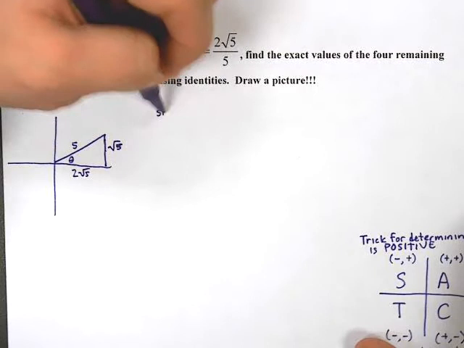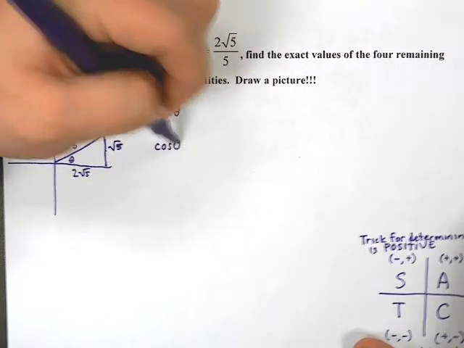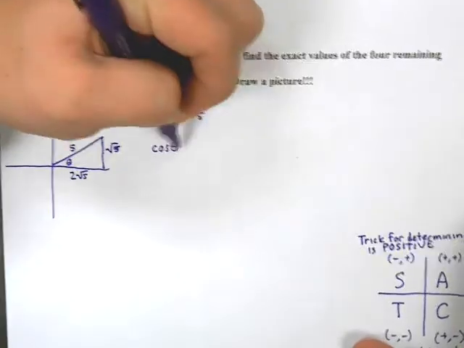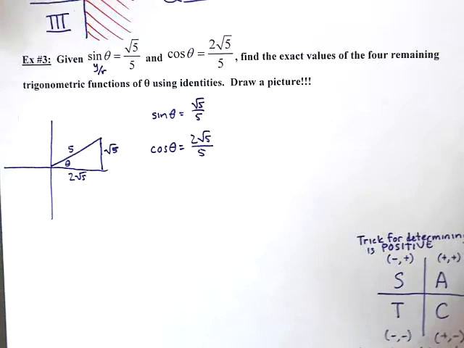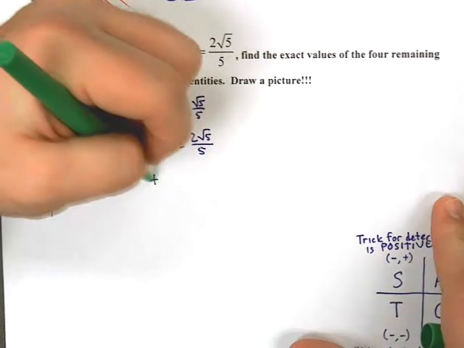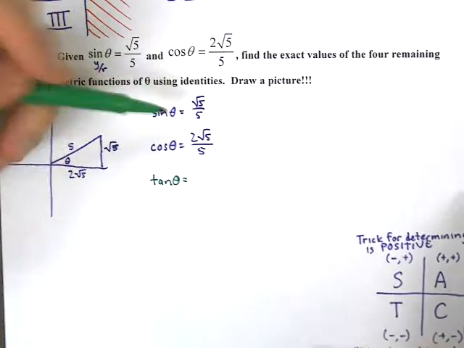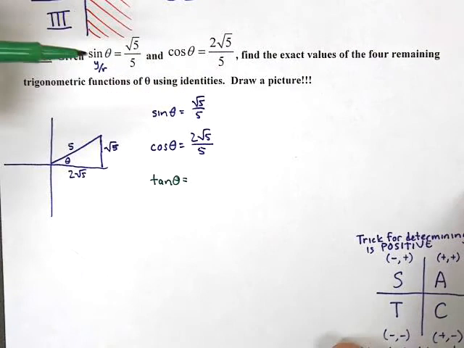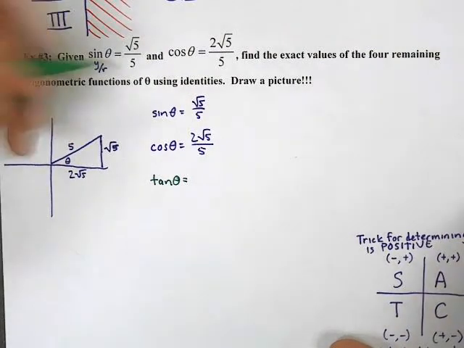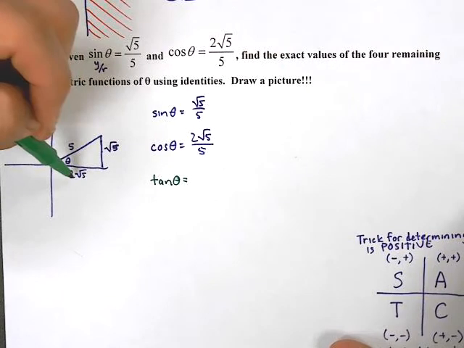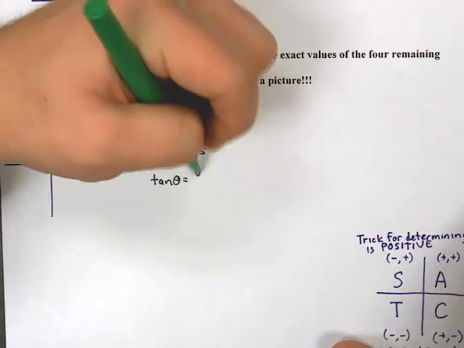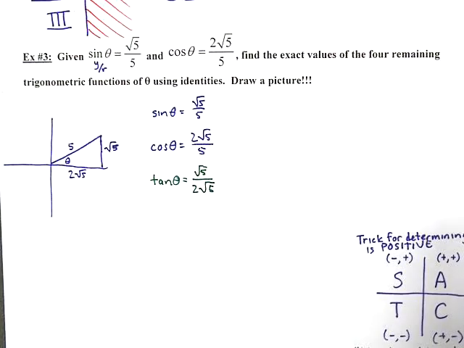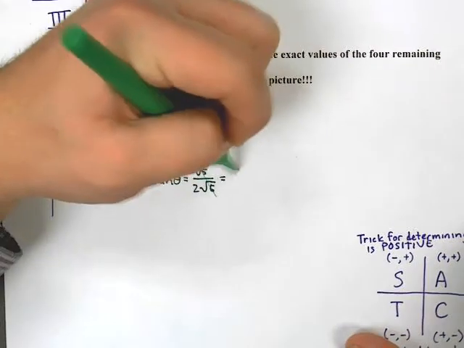So I'm going to start by giving the original ones, the ones that we already had. We knew that this was root 5 over 5. We knew this was 2 root 5 over 5. And then let's see what we have. Okay, so tangent, a couple of ways. You can take the sine and divide by the cosine, but do you need to write the denominators? No, they're just going to cancel. Or the other way is you can just do y over x, opposite over adjacent. So let's do that. Root 5 over 2 root 5. I would ask you to cancel out those root 5s and get 1 over 2.